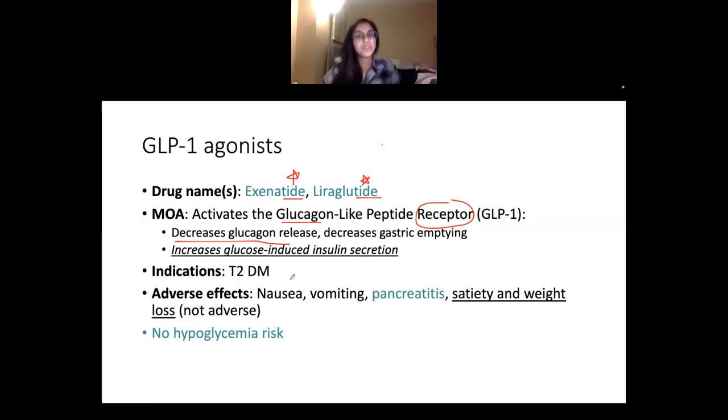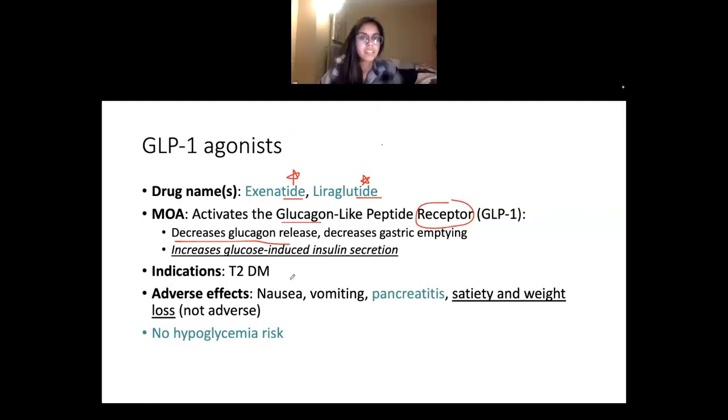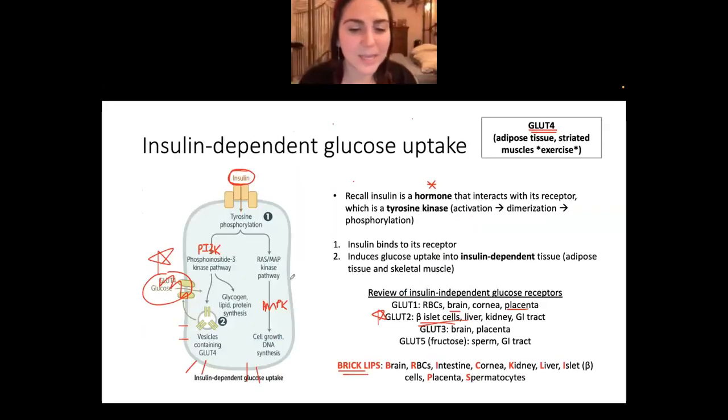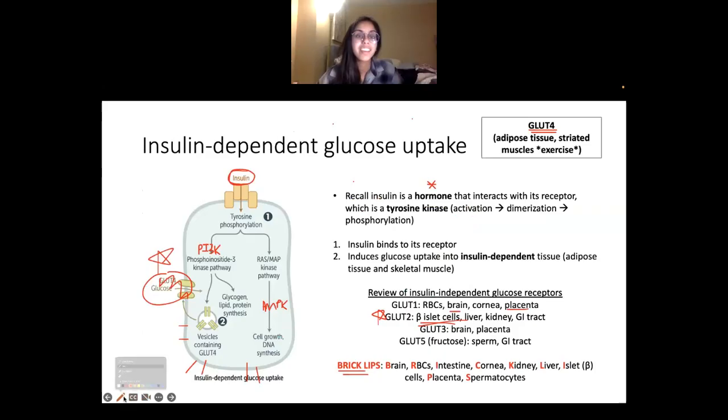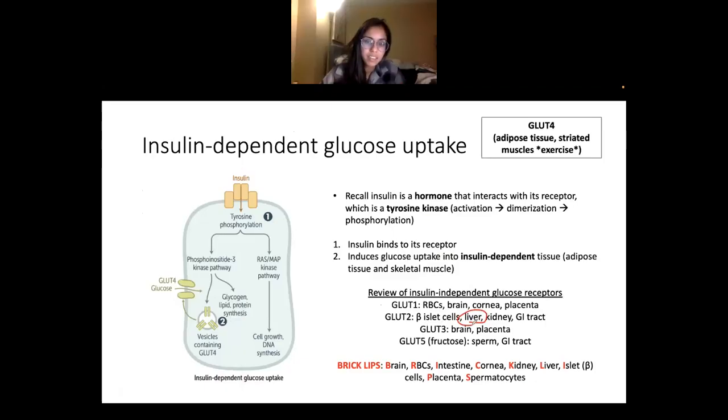Wait, so GLUT2 is pancreas. Yes. And then what is liver again? Liver is 1 and 5, I believe. Hold on, I always get this wrong. I didn't study. Oh okay, no, it is GLUT2. You're right. Wait, which one? Oh, okay, GLUT2. I always get this mixed up. The liver and the pancreas are not GLUT4. They're not. GLUT4 is only your adipocytes and your skeletal muscle.